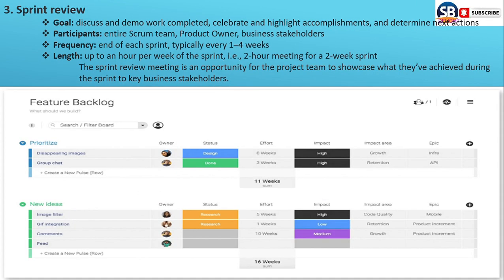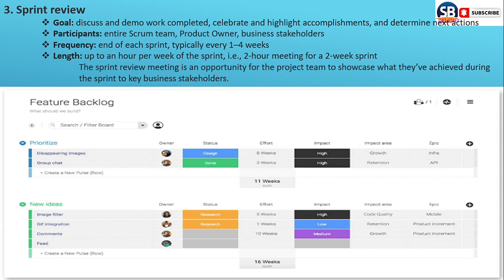Third one, sprint review, where we can say more things. Goal, participants, frequency, length. Previously we discussed these fully, and here I gave one-word answers. See, goal means discuss and demo what is completed, celebrate and highlight accomplishments, and determine the next action. Participants means the entire Scrum team will participate in this call, and the product owner and business stakeholders will join. Frequency means the end of each sprint, typically every 1 to 4 weeks. Length means up to an hour per week of the sprint, for example a 2 hour meeting for a 2 week sprint.